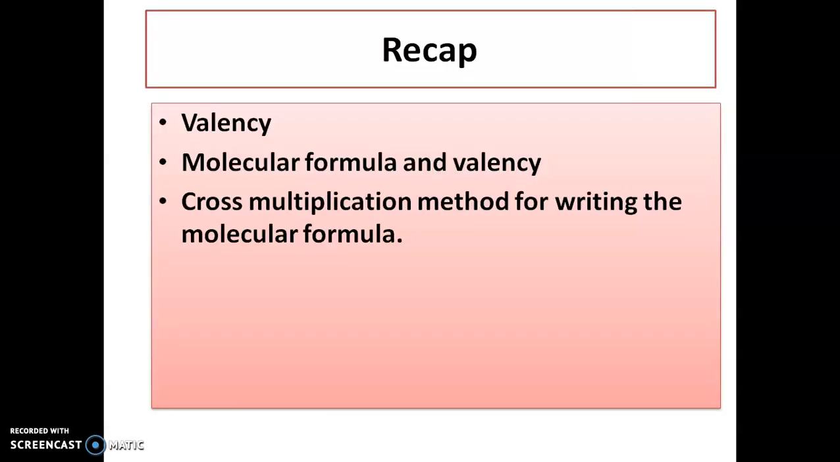So quickly we will recap this. In this video, we studied about valency, that is the combining capacity of an element, how many chemical bonds are formed. We studied about the molecular formula and valency. That means when the molecular formula is given, we can find the valency. And by the cross multiplication method, when valency is given, we can write the molecular formula.